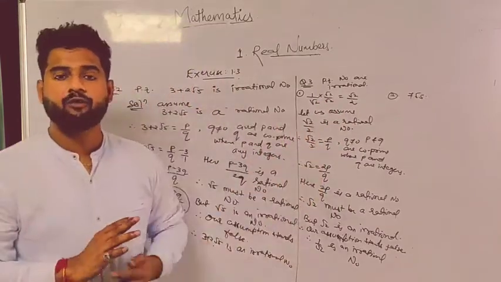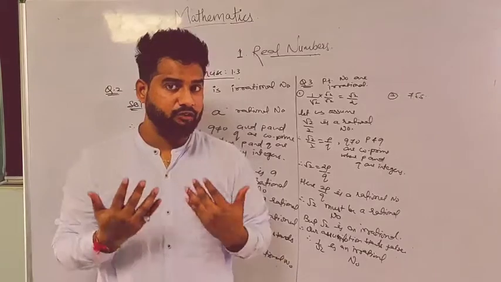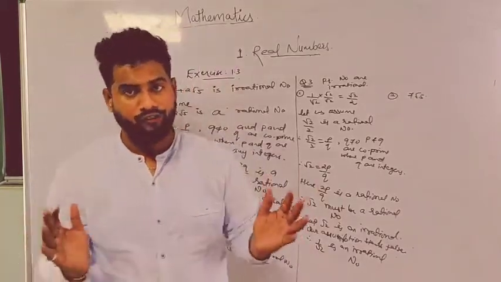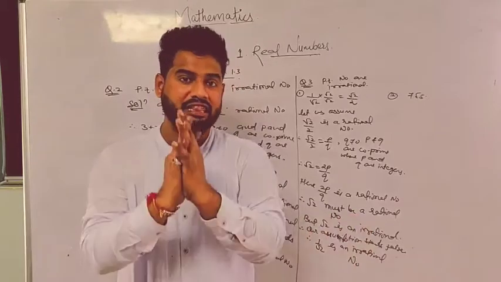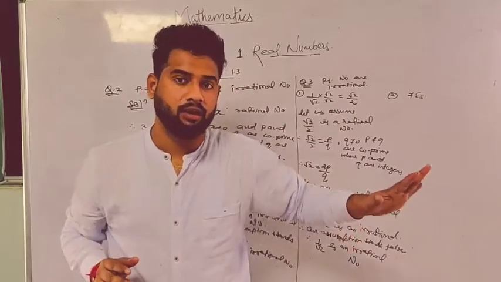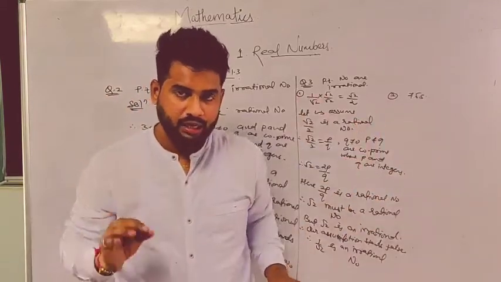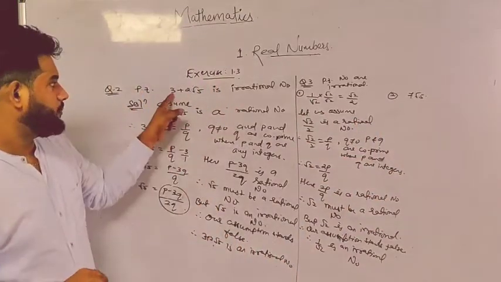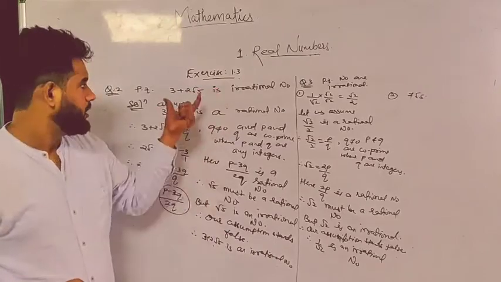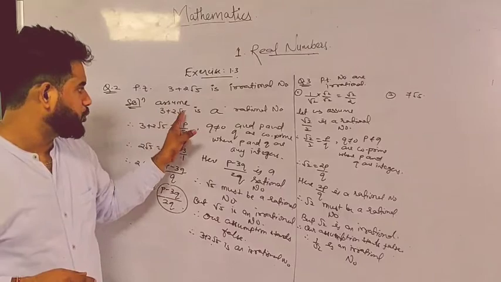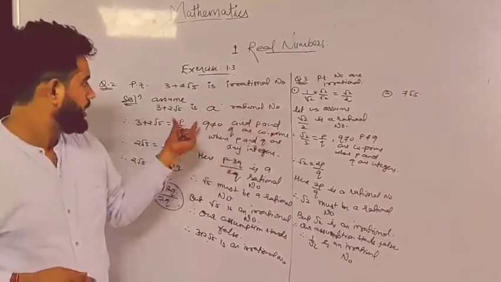So in this kind of question, you already know that root 2, root 3, root 5, root 7, root 11, these are all irrational numbers. For that kind of number, you don't have to prove it now. You already know it. So how do you prove 3 plus 2 root 5 is an irrational number? First of all, you have to assume it as a rational number. So assume 3 plus 2 root 5 is a rational number. Rational number means what?